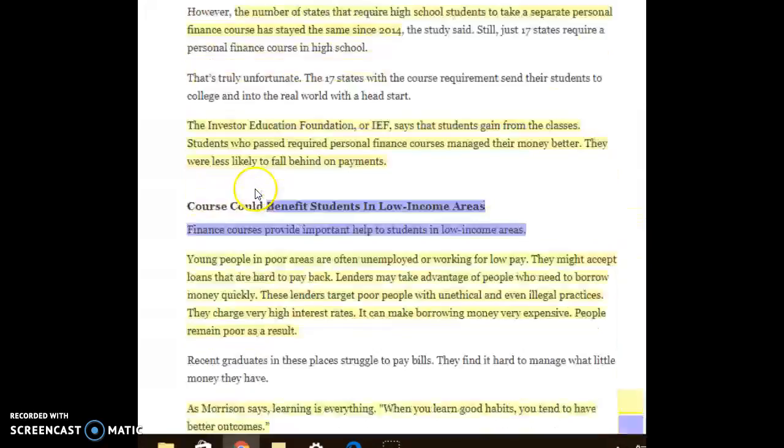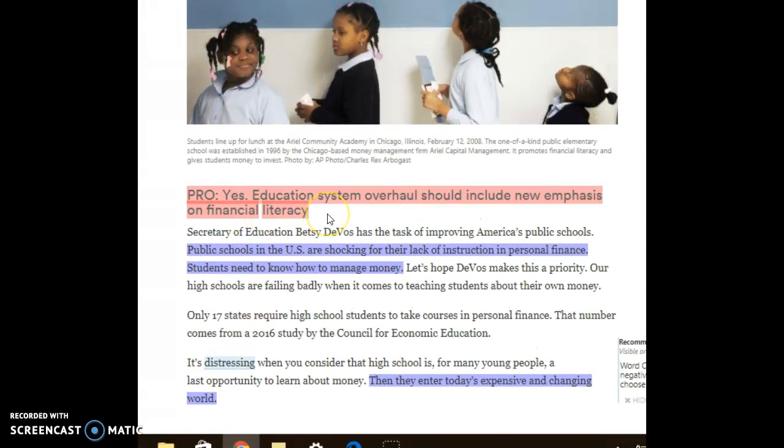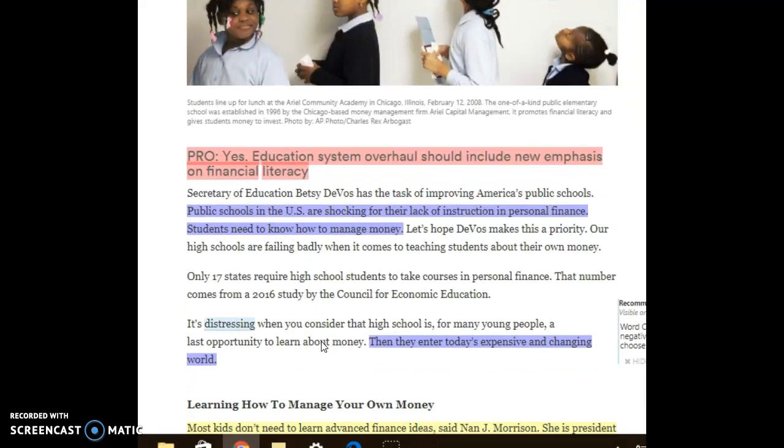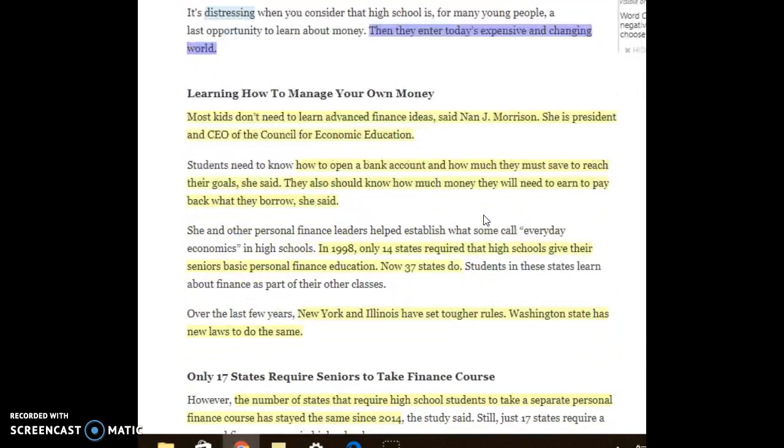So, to review, our author here believes, her claim is that all students should have a required personal finance course in high school. Reason number one is that this is a lacking skill in public schools. This is something that students have not received enough education on. She backs that up with quotes from President Nan J. Morrison, and she backs that up with information about what students need to know and about what states are learning about that.